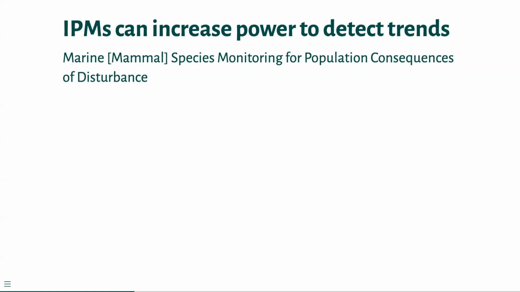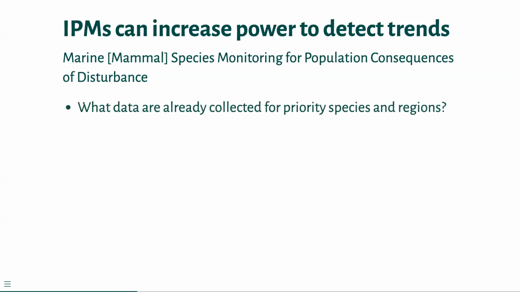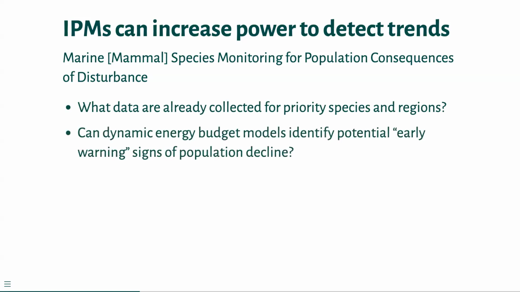The project had three main goals. The first was to look at what data already exist for priority species and regions for the Navy. So what's already out there? What have people already done? Can we put it all together in one database and make better use of it? The second part of the project was to use dynamic energy budget models to identify potential early warning signs of disturbance in populations.